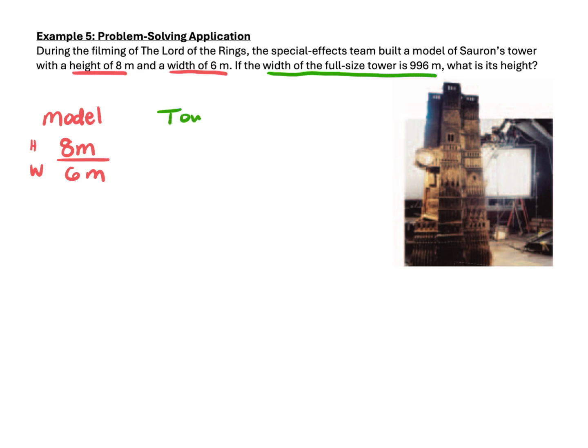So now we go to the full-size tower. So the width, I have to line up the width with the width of this one. So the width is going to be 996 meters. That's the width. We want to know what's the height. So how many meters is the height? That's my question mark. Now, as long as we line up like units, there's a lot of different ways that you could write the proportion. I did the model on the left and the tower on the right, but you could definitely do it a different way as well. And now let's just go ahead and do our cross products.